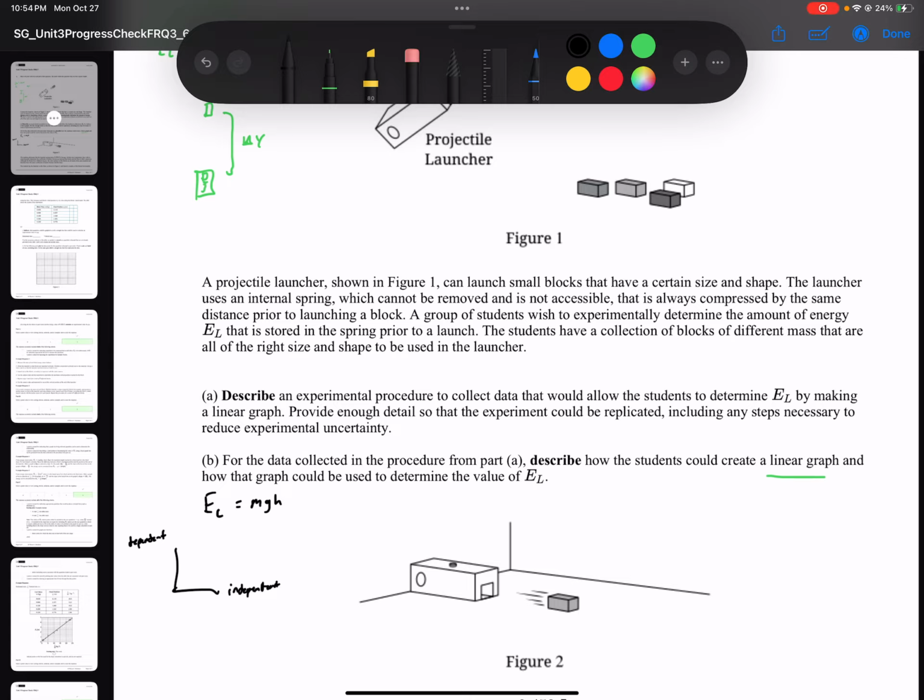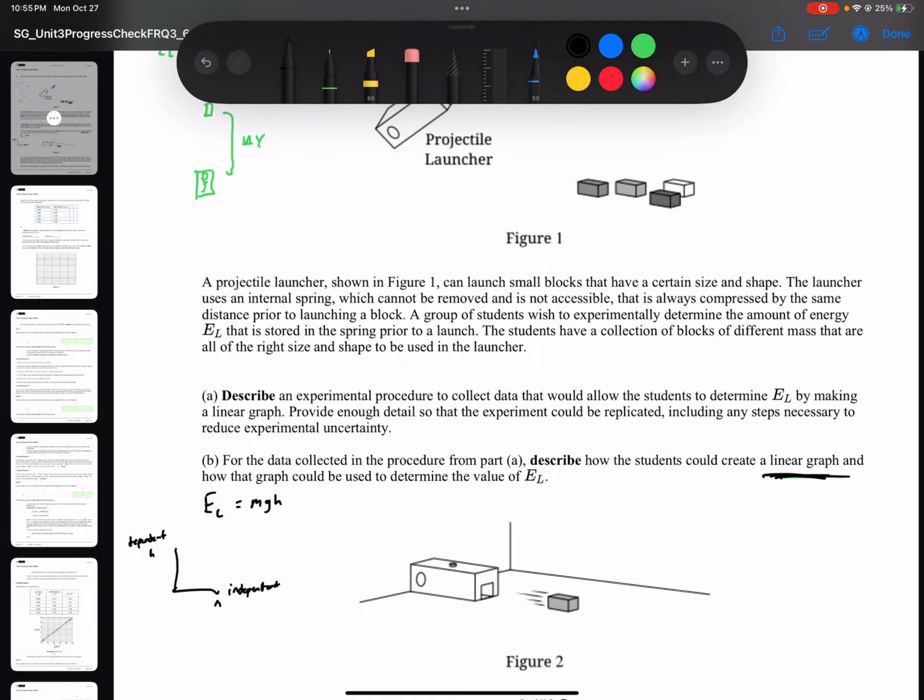So we're going to change the blocks. The blocks have different masses. That's our independent variable. And the thing that's going to change that we're going to measure is the max height. That's the dependent variable. Now, you can't just necessarily say, oh, for my dependent it's h and my independent m, because that's not going to give you a linear plot.